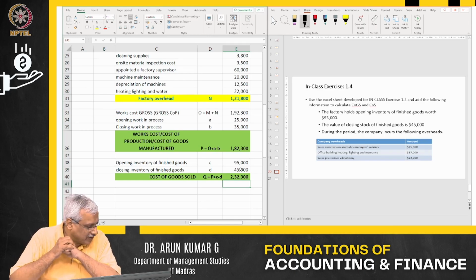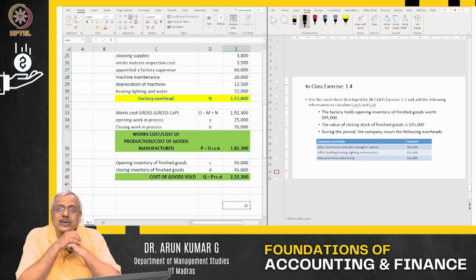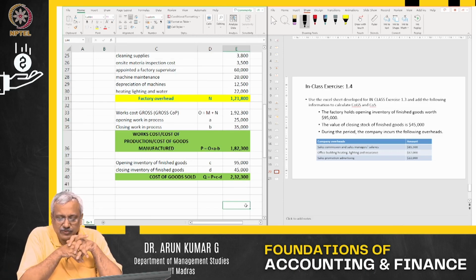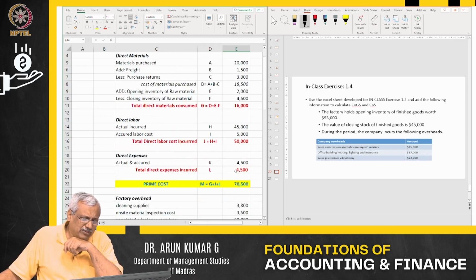In this particular case, what is the cost of goods sold? We have got the cost of goods sold: 232,300 is the cost of goods sold. Sir, there are a lot of other things. We will come to other things in a few minutes. So, what happened? What did we do? I am summarizing.